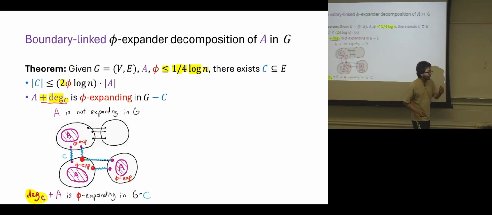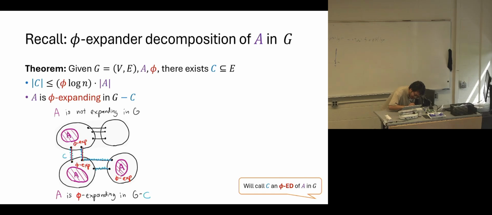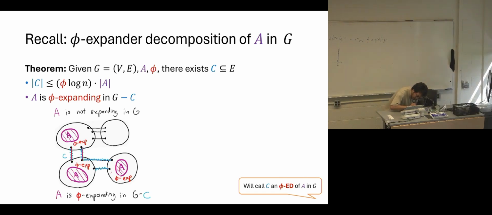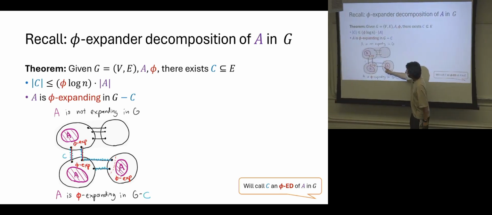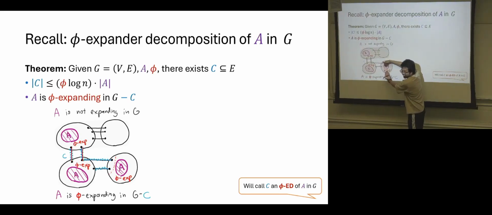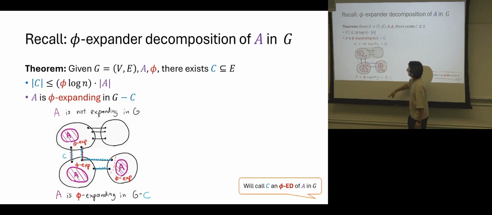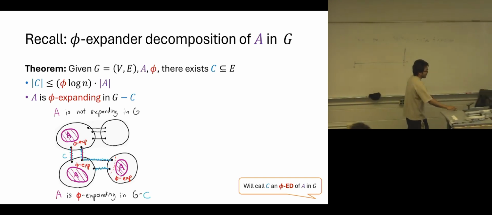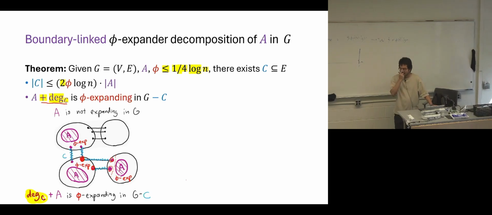So it means that previously there could be some really sparse cut, maybe here. It doesn't matter for A because A is still well connected to each other. But A could be separated easily from the boundary. Now, if I want A plus degree of C to be expanding, you cannot have a really sparse cut here anymore.